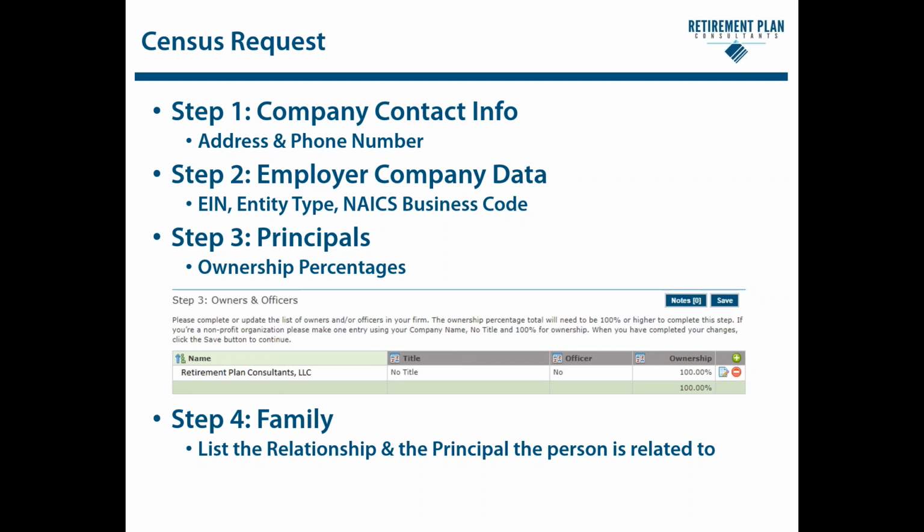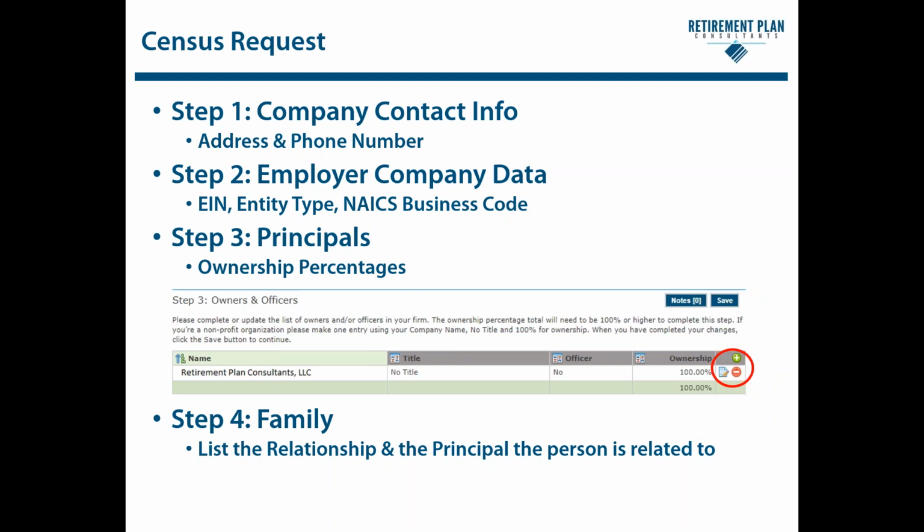Step 2 is the employer company data, which includes information such as the EIN, entity type, and NAICS business code. The third step covers ownership information for the company. If you have a company that is owned by an entity, the company will need to be listed and 100% entered as ownership. Any changes or corrections can be made by using the Edit, Delete, or Add buttons.